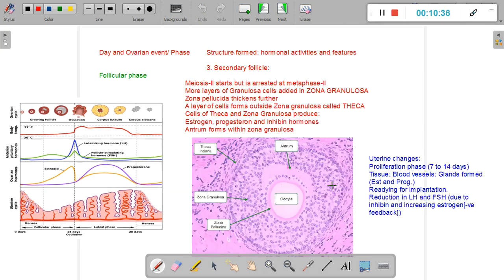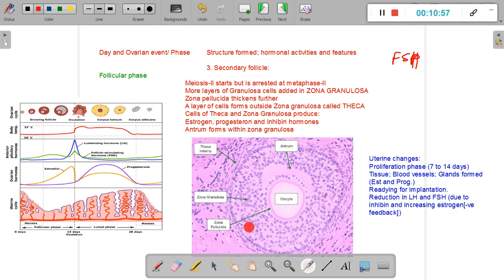Now we move to the next stage. What happens in the next stage is, because there is still follicle stimulating hormone present, under the influence of FSH, because there is still a higher concentration of FSH, more follicular cells are developed. Let's have a look at it now.